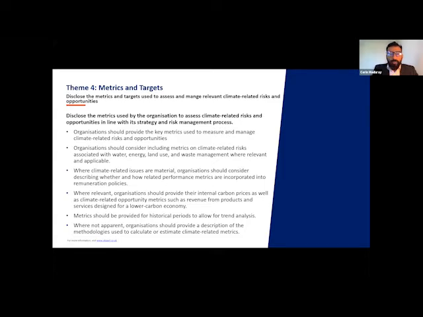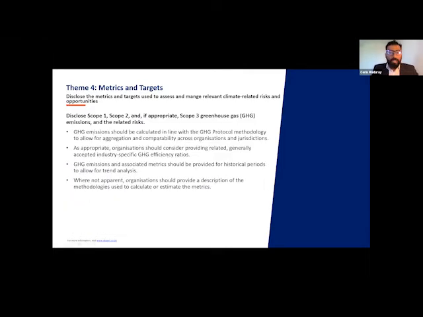So on to the final theme, which is about metrics and targets. It is recommended that organizations disclose the metrics and targets used to assess and manage relevant climate-related risks and opportunities. So what are the key metrics used by the organization, as well as the definitions and methodologies used to calculate those metrics? Are there other metrics used, like those around water, energy, land use, and waste management? How do the most material metrics impact remuneration, if at all? And can historical data of metrics be disclosed to allow for trend analysis?